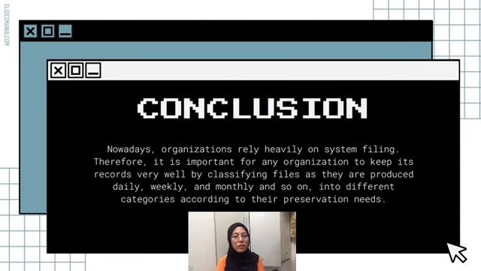So the conclusion is nowadays organizations rely heavily on filing systems. Therefore, it is important for any organization to keep its records very well by classifying files as they are produced daily, weekly, and monthly, and so on, into different categories according to their preservation needs.